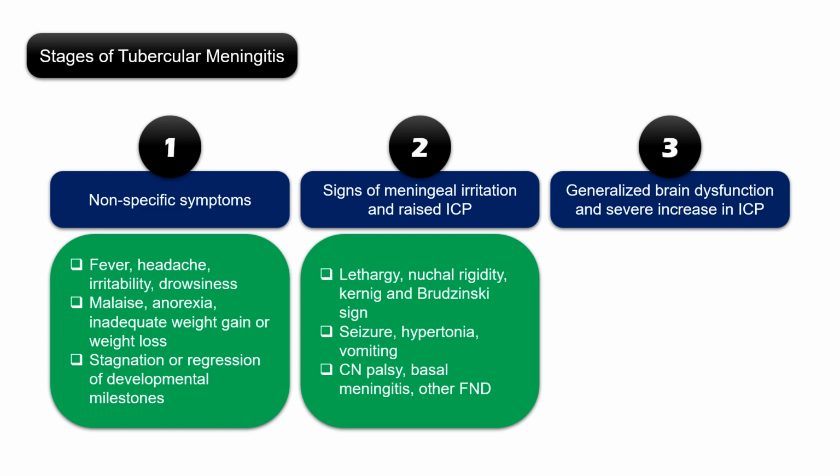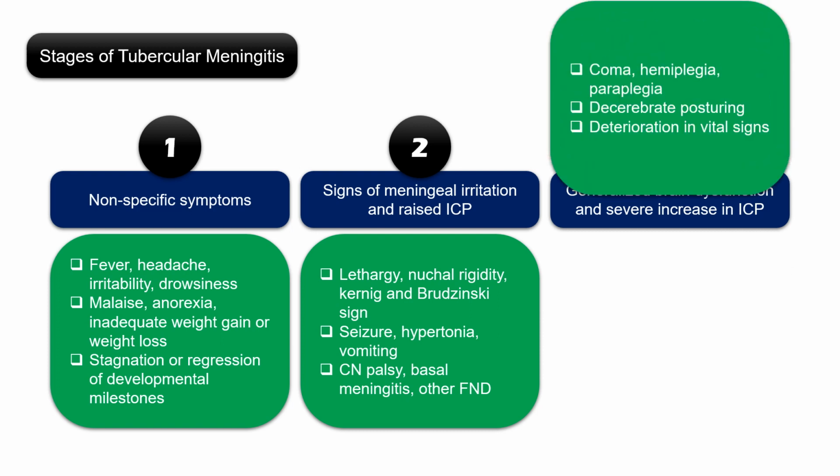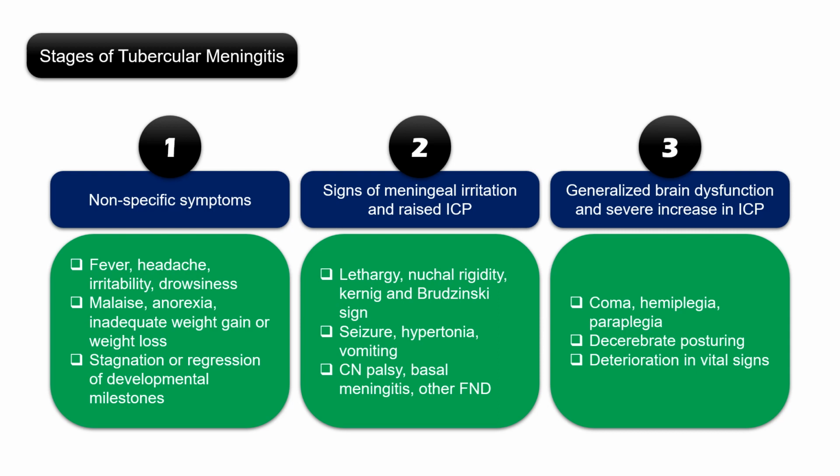Last stage, that is third stage, generalized brain dysfunction and severe increase in intracranial pressure. So what are the symptoms that the patient will have? The patient will have coma, hemiplegia, paraplegia, decerebrate posturing, decorticate posturing, and deterioration in vital signs. So these are the stages by which tubercular meningitis progresses.